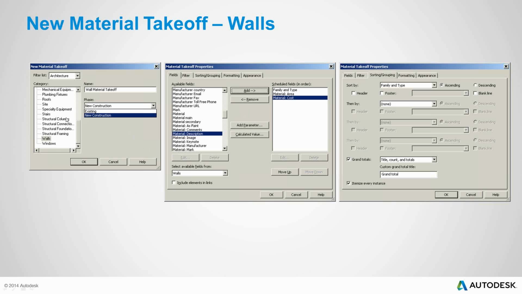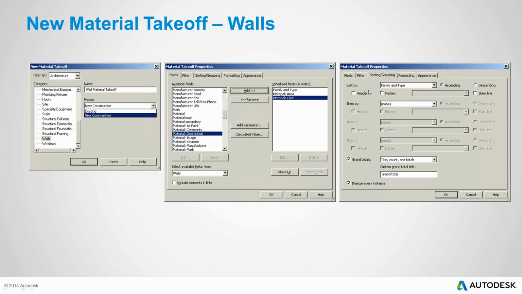So this is the interface. I'm going to do a material takeoff. I'm going to grab my walls. I'm going to look at the new construction. You could do a material takeoff of existing construction. And I'm going to bring in some parameters here from the Fields tab. So in this case, I want my family and type. And I'm going to bring in things like material area, material cost.